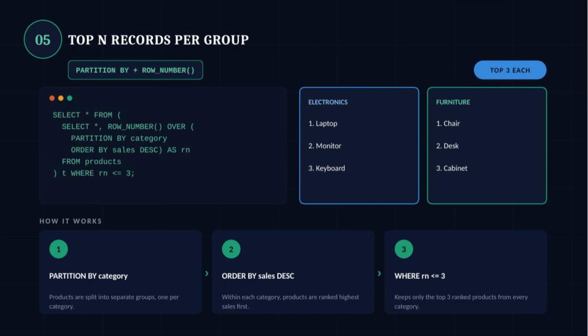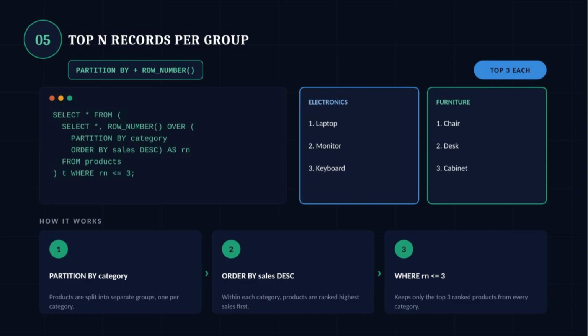Step 3. Where RN less than or equal to 3. Instead of filtering to exactly RN equal to 1, we widen the filter to keep the top 3 ranked rows in every group. Look at the result. Electronics gives us laptop, monitor, and keyboard as its top 3 by sales. Furniture, completely independently, gives us chair, desk, and cabinet.